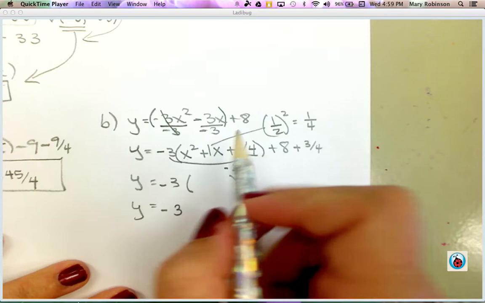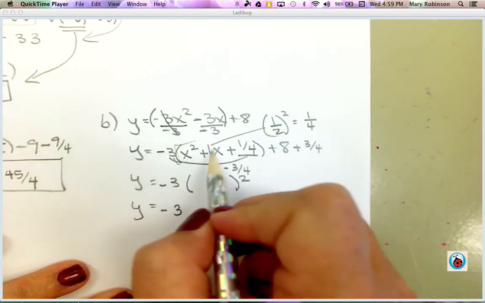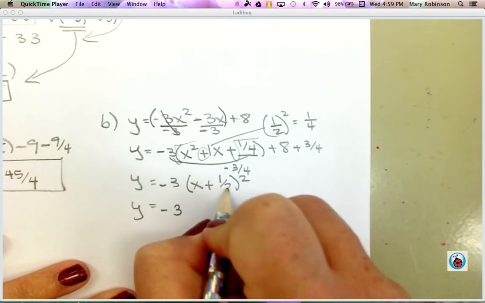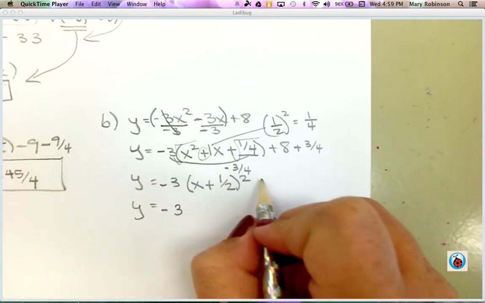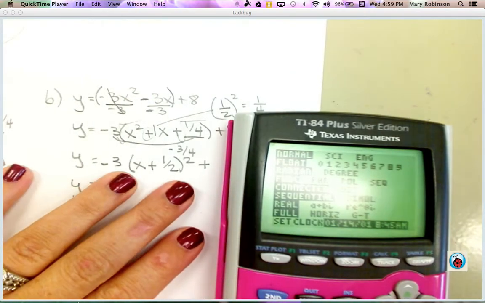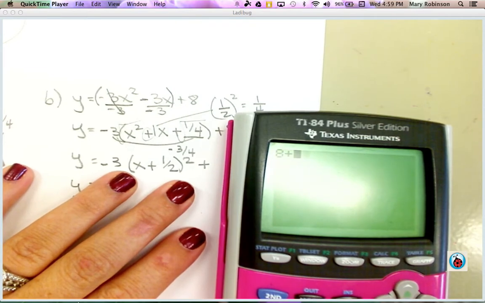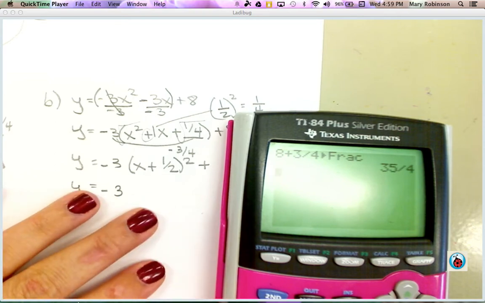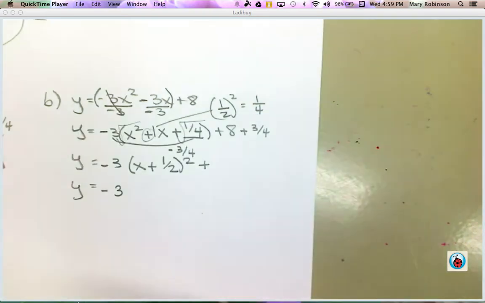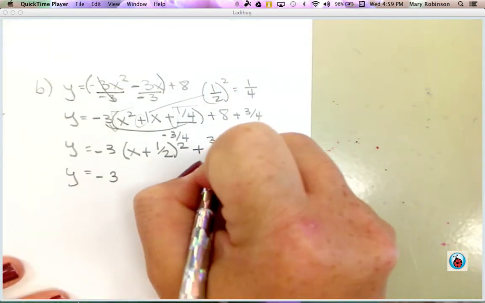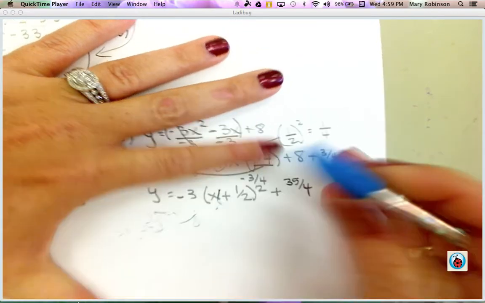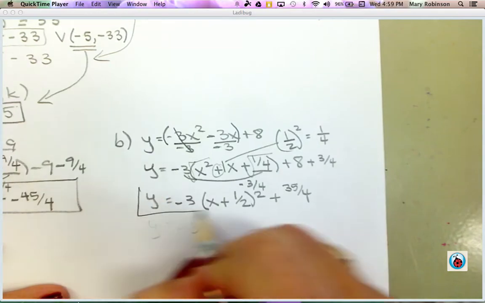So I'm going to factor now. To factor, I take the square root, keep the sign in square root. So x plus 1/2. And then I'm going to add these two numbers. So in my calculator, I'll just type in 8 plus 3/4. Math, enter, enter. And that's 35/4. Oh, well, I'm done. I didn't need that step either. So it is now in vertex form.